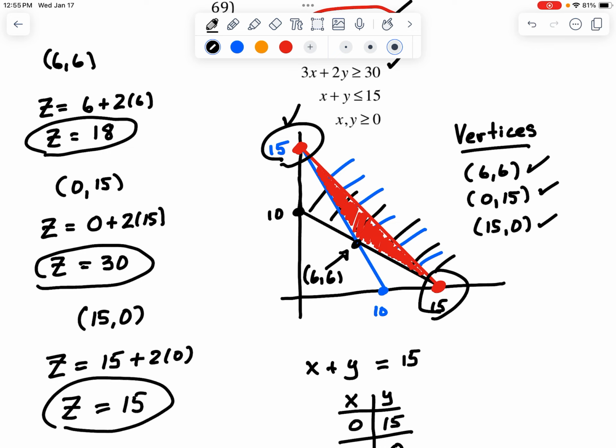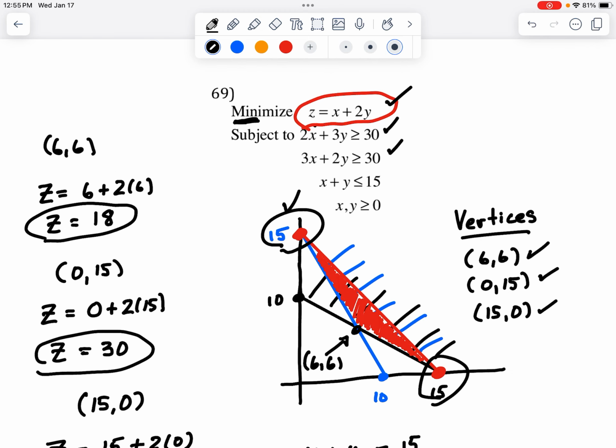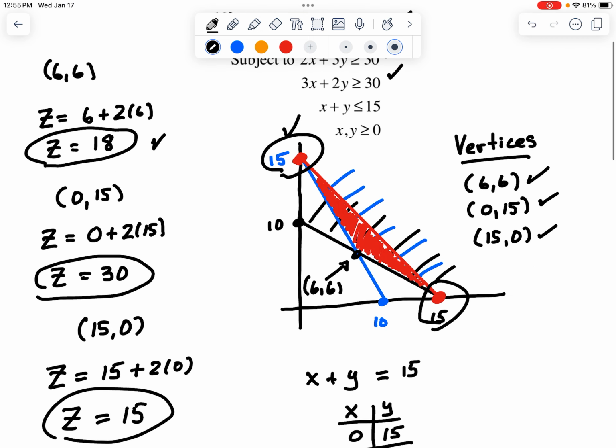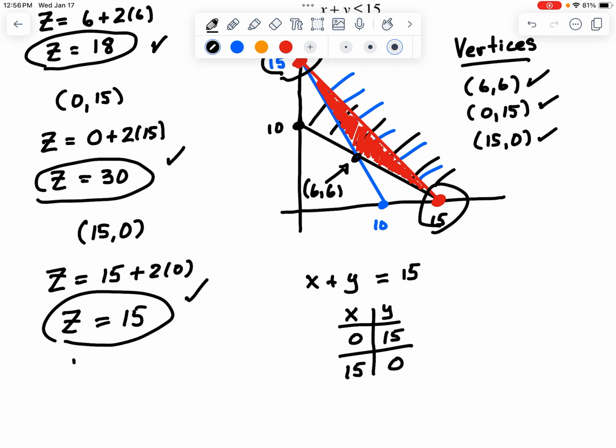All right, we did it. And the final is, what is the minimum? So out of the 18, the 30, and the 15, that means that the 15 is the winner. That's the minimum. Wait, that looks more like a smirk. It's supposed to look like a smile. Okay, there we go.